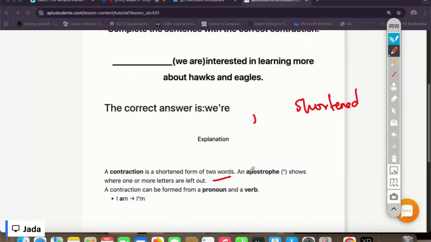So it could be one letter, it could be two letters, but then the apostrophe will help you identify where something is missing. A contraction can be formed from a pronoun and a verb. So when we have a pronoun and we have a verb, we can form a contraction, just like we have I am. If you want to get the contraction from I am, you have I, then apostrophe, and then m. So you can see that the a is taken off. We have I am, and the shortened form is just I apostrophe and then m.